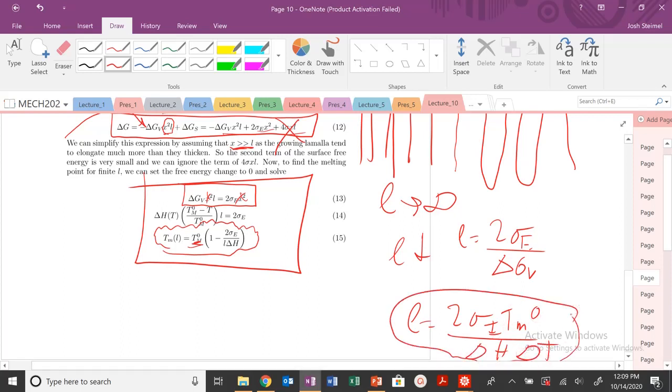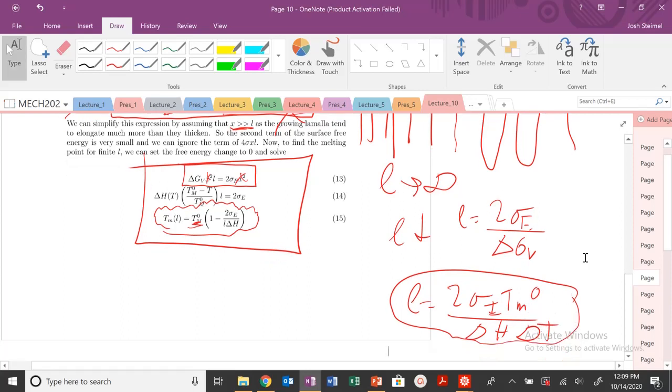So again, this tells us something unique in that as my degree of undercooling, as delta T, which is generally always going to be positive, and the surface energy is going to be a positive value, increases, what happens to the length of my lamella? Again, this is like the critical length to form a lamella.